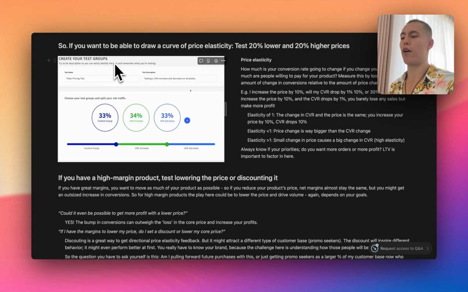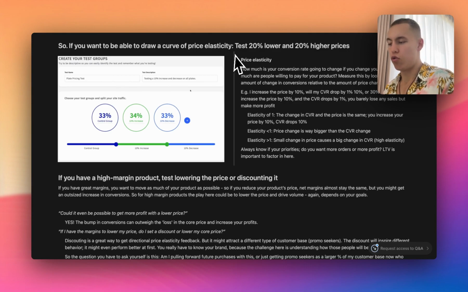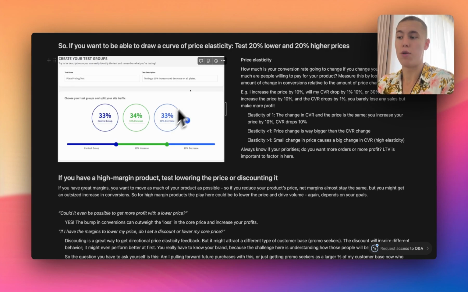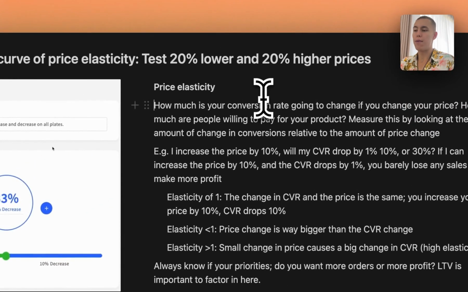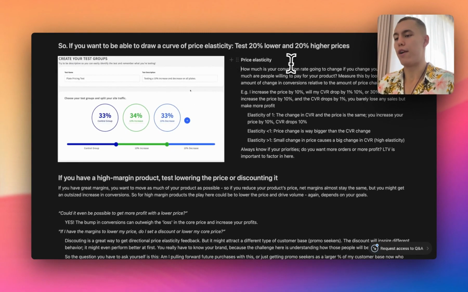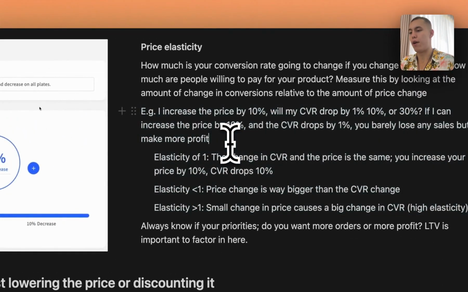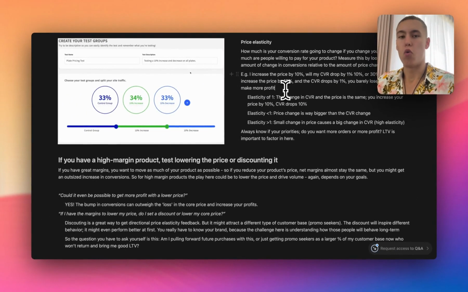So if you want to be able to draw a curve of price elasticity, try testing 33% on the control group, and then another third on a lower price, and the other third on a higher price, say 20% higher. So you're able to see how much my conversion rate is going to change if I change the price. How much are people willing to pay for my product? And you can measure this by looking at the amount of change in conversions relative to the amount of price change. So let's say you increase your price by 10%. Will your conversion rate drop by 1%, 10%, or 30%?